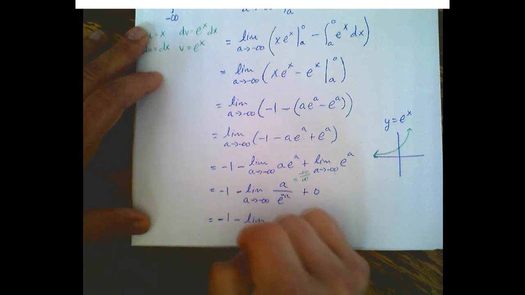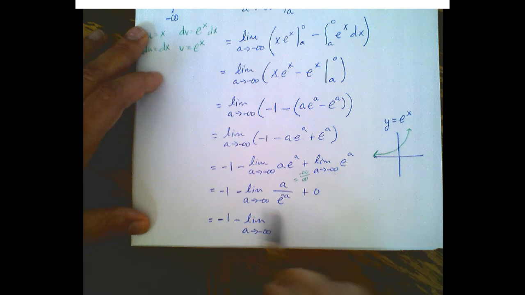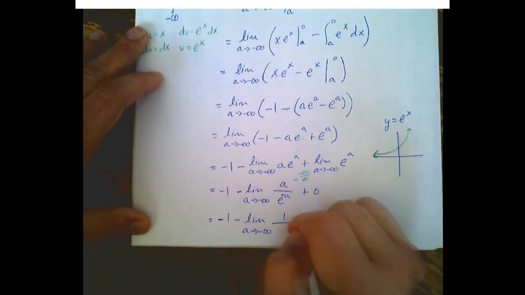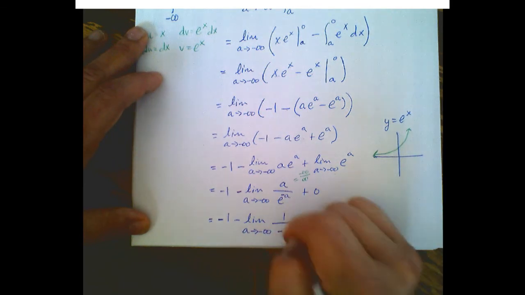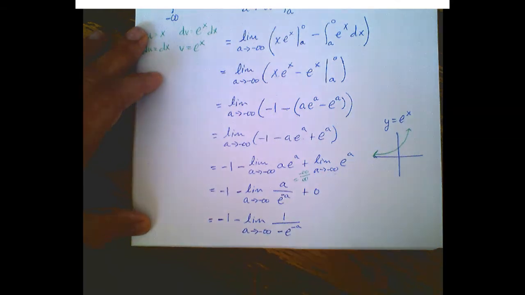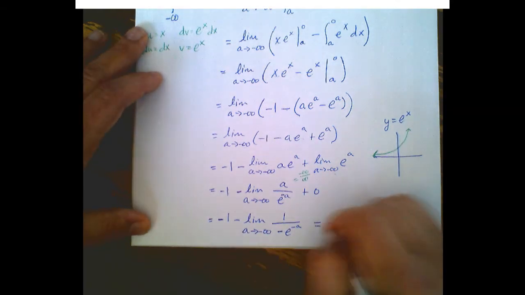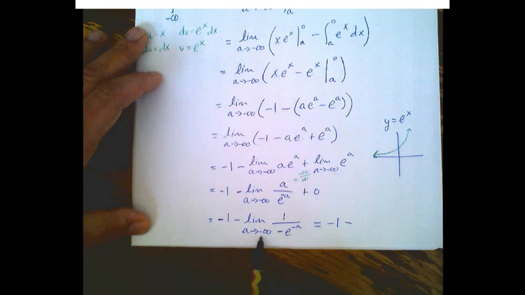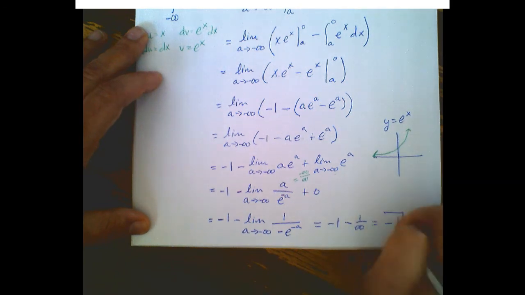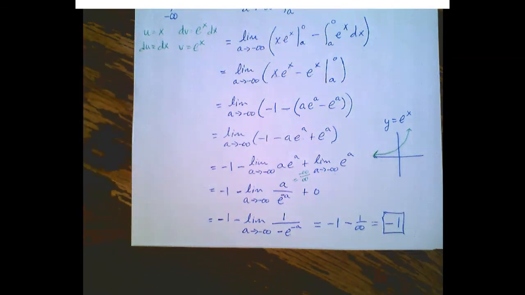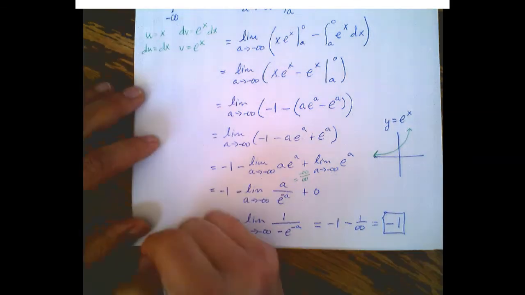Limit as a goes to negative infinity. The derivative of a with respect to a is 1, over the derivative of e to the negative a with respect to a, which is negative e to the negative a. So we'll get negative 1 times this limit. Now let's plug in. 1 over negative e to the infinity. That's 1 over infinity, which is 0. Therefore, our answer is negative 1. So this guy converges.